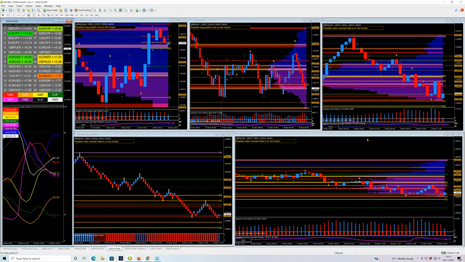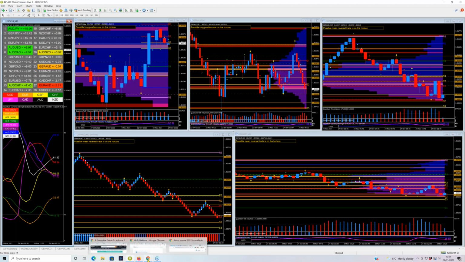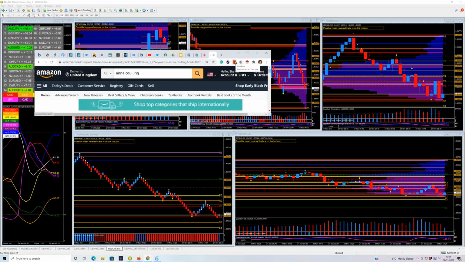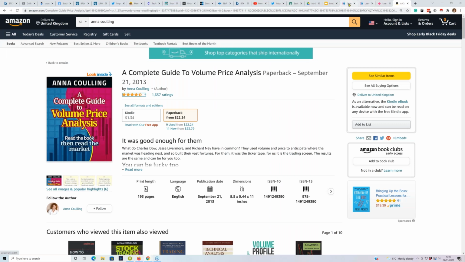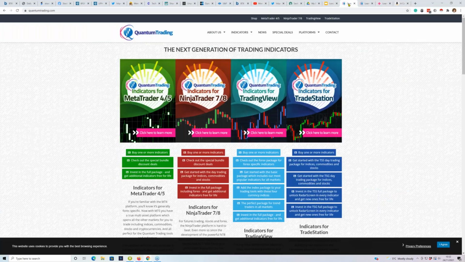I hope that explains VPA in a broader perspective. As I said, it is all explained in the books. There is a Forex for Beginners book, which is particular to the Forex market. The indicators that are on the charts are, for those of you who know already, from quantumtrading.com.